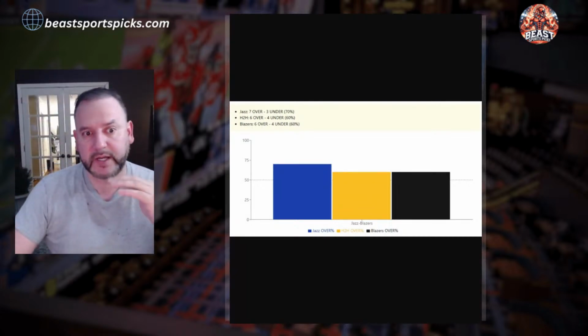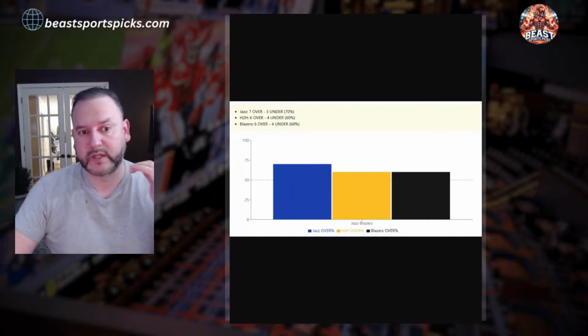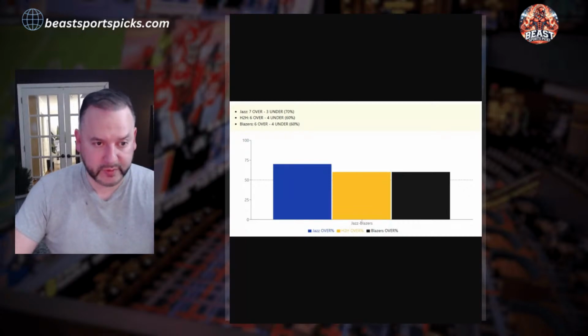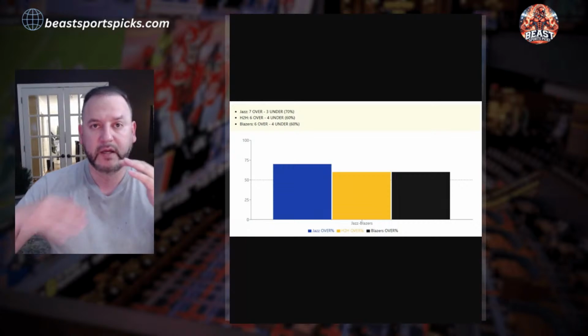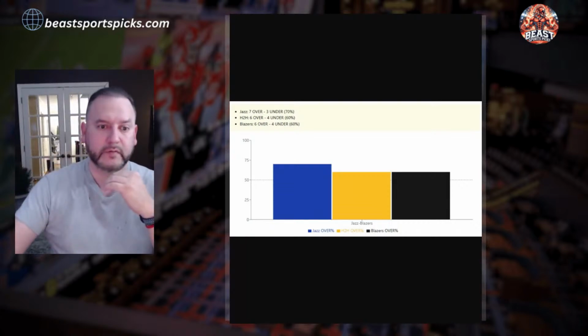And this is just head-to-head stuff again. This is what they've done in the last 10 games. So, for example, the Jazz have gone over 70% of the time. When they faced each other, they've gone over 60% of the time. And when the Blazers have played overall, they've gone over 60% of the time. So 70%, 60%, 60%. All of that is going on the over.